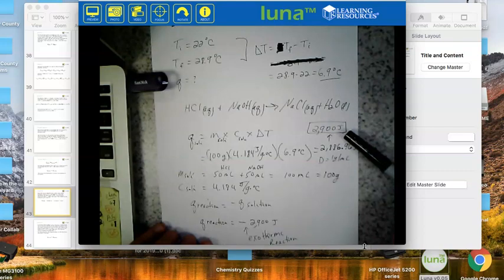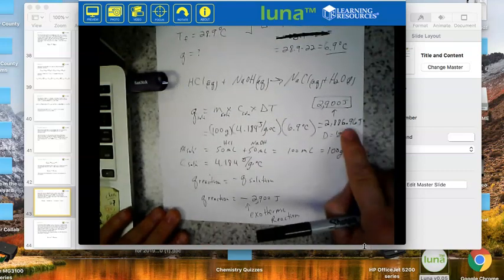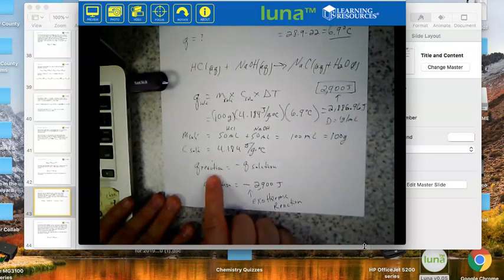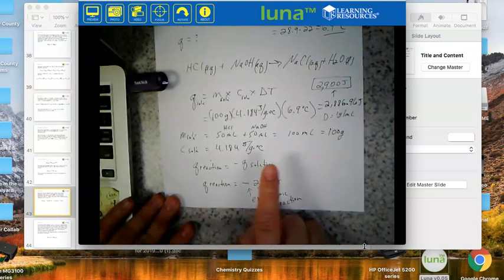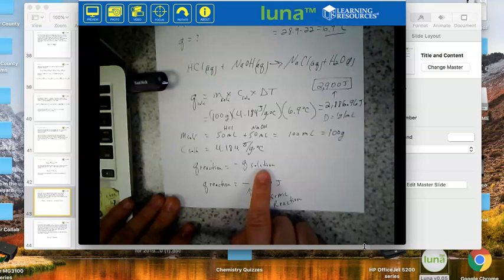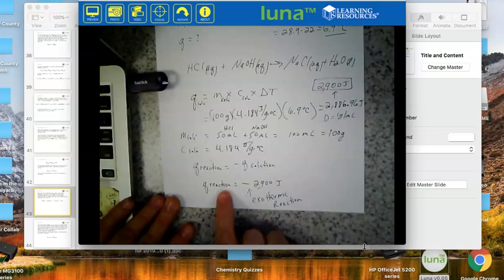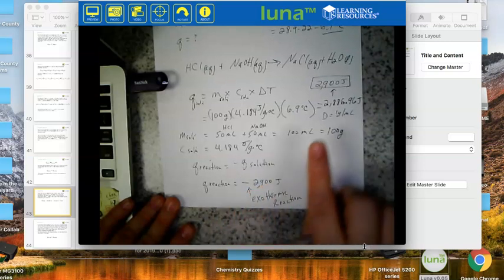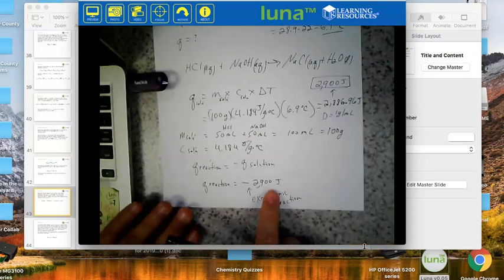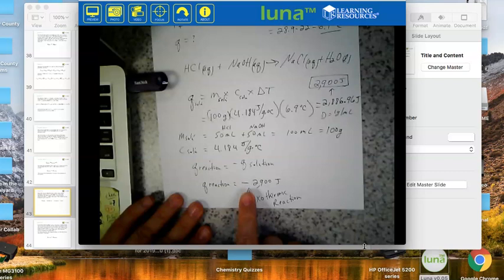All right, so that's the heat of the solution, but that's not the heat of the reaction. The heat of the reaction is going to be the same magnitude but opposite sign, which is equal to the negative of the heat of the solution. So the heat of the reaction is not positive 2,900 joules, but negative 2,900 joules. If the sign is negative, it's an exothermic reaction.